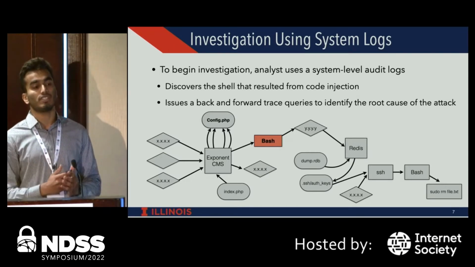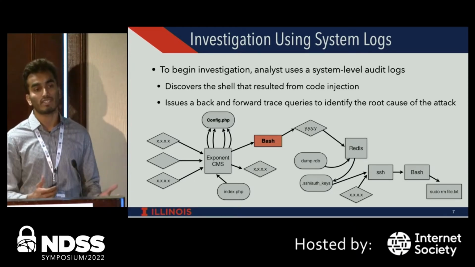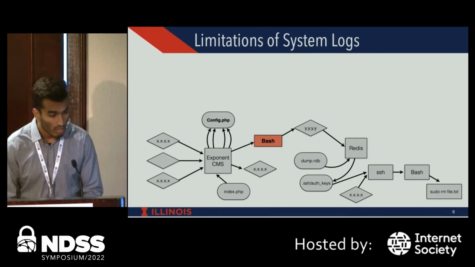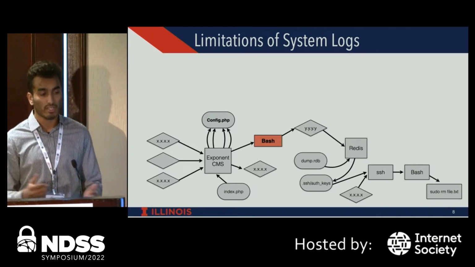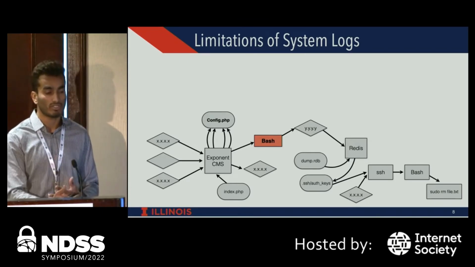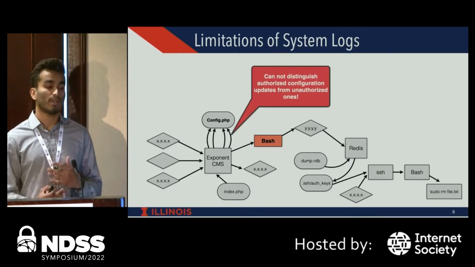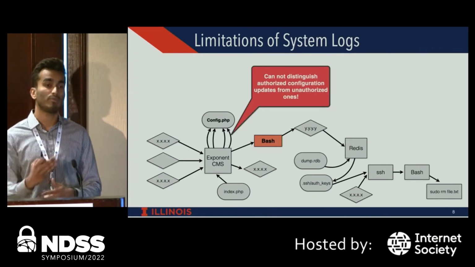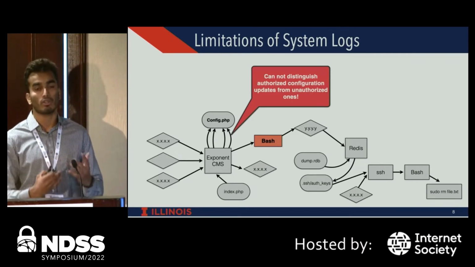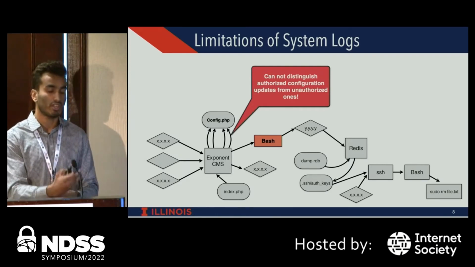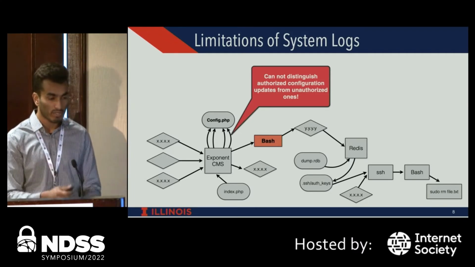Root cause identification is important here because it can expose any system vulnerabilities and also prevent these attacks from happening in the future. However, root cause identification in the case of system logs presents various challenges due to the lack of semantic insight presented within these logs. First, system-level provenance logs do not describe the exact configuration fields that were updated during the attack. As a result, an analyst is not able to distinguish the authorized configuration updates from system administrators from the unauthorized code injection-based configuration update that resulted in the attack.